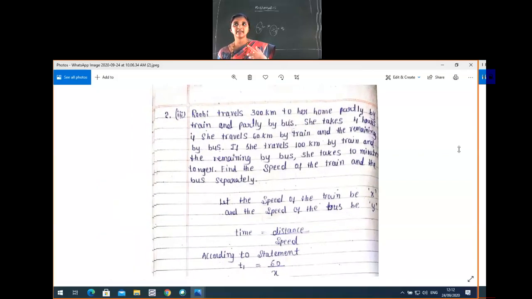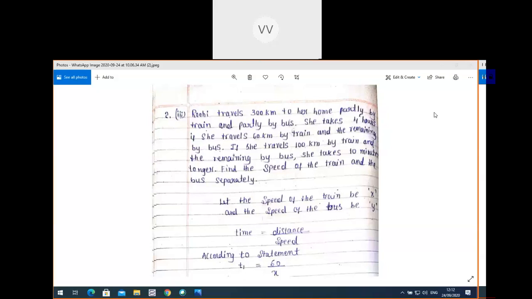Remaining. Vidya Shetty, what is the remaining distance, Vidya? If she travels 60 kilometer by train and the remaining by bus, what is the remaining distance? Vaishnavi? 240. Yes, very good, Vaishnavi.